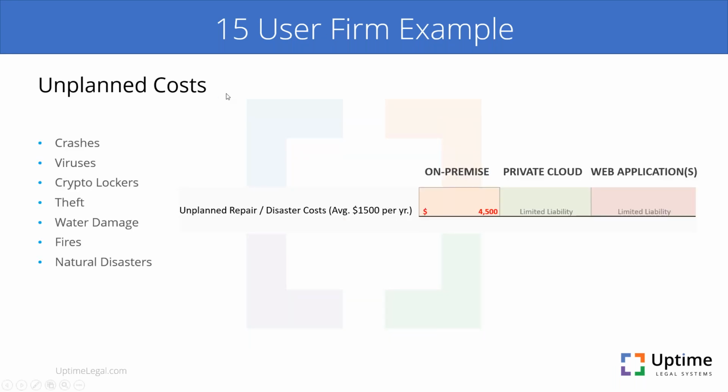Now we're moving on to the unplanned cost: crashes, viruses, crypto lockers, theft, water damage, fires, natural disasters. Now I tell people when I was a consultant, plan on about $100 per user per year. So 15 users is $1,500 a year. You might not have any issues year 1, you might not have any issues year 2, maybe even year 3 or 4, but eventually something's going to happen that goes bump in the night. So over a 3-year period, plan on a $4,500 fee. Private cloud and web apps, you have very limited liability, so you're not going to have to worry there.